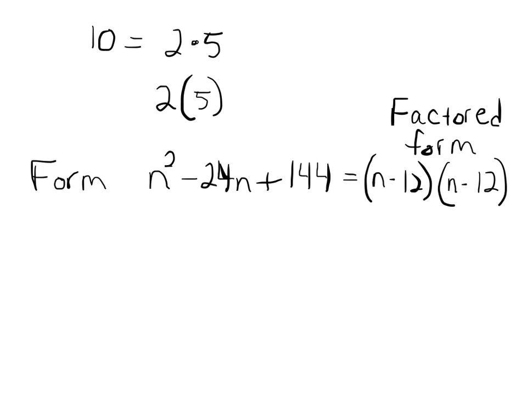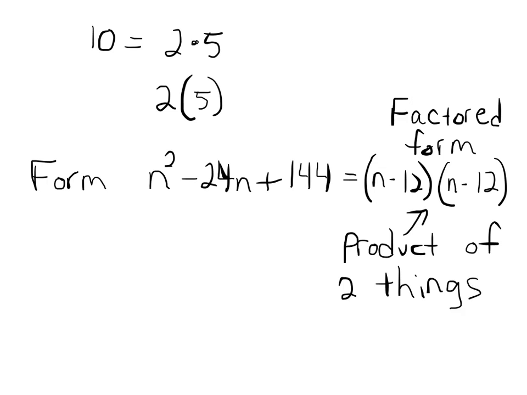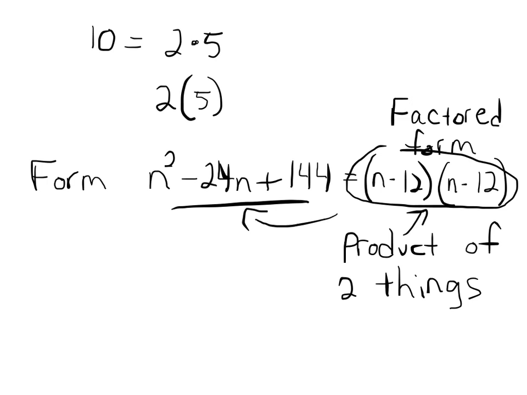Okay, how do we know that this is the factored form? Because it is the product of, let's just say 2 things for right now. We're multiplying 2 things together. And if we multiply these 2 binomials, and we'd use the box method to do it, it would get us back to this original, this is a trinomial over here. Again, if we multiplied this, it would get us back to this form right here. That's how we know it's factored.